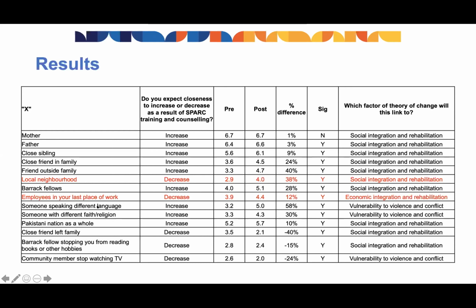If you look at how connected they felt to someone speaking a different language, which is something very important in the domain of social cohesion, there's a jump of 58% in how connected they felt. How connected they felt with someone from a different faith or religion, again a 30% jump. Right? So the last ones were where we created scenarios to see, and the hypothesis was that it would decrease.